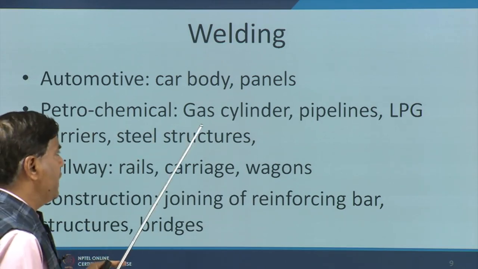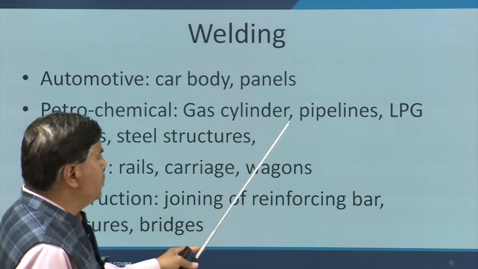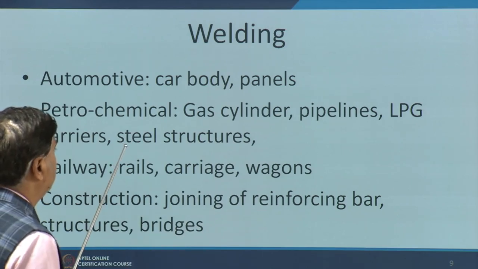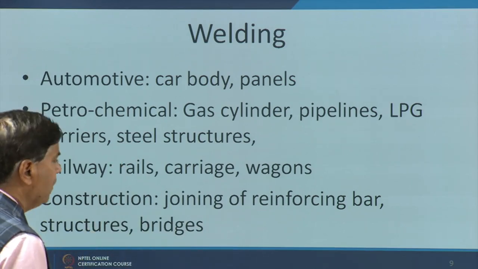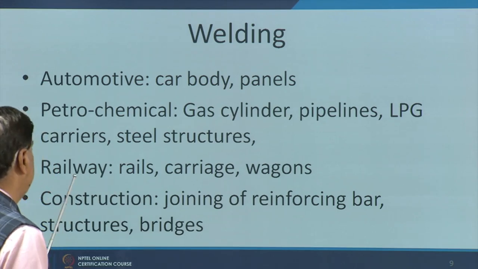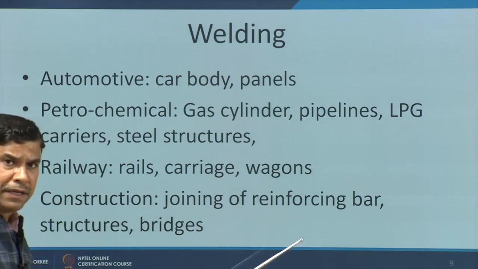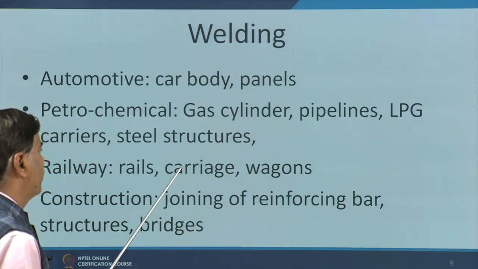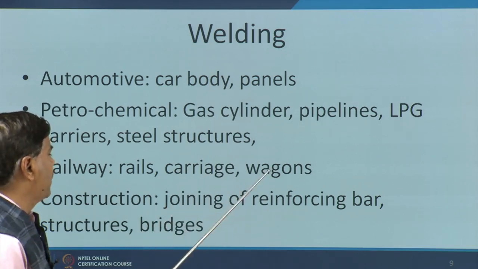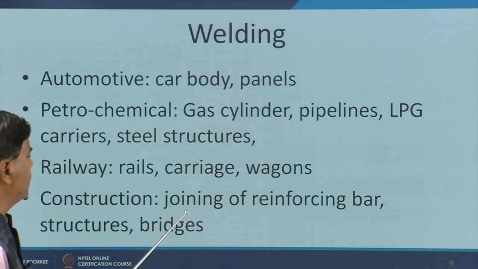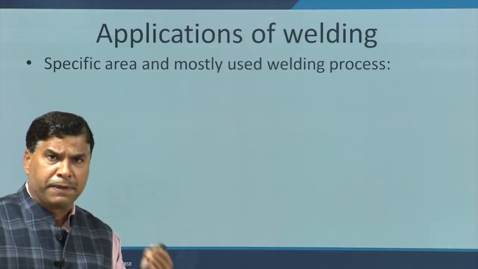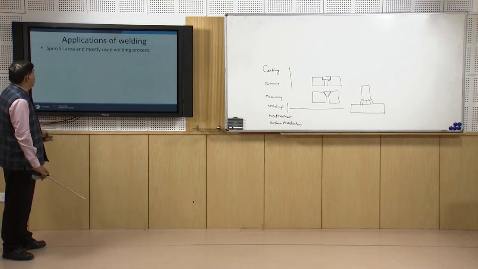It is used for fabrication of gas cylinders, joining the pipelines and LPG carrier tanks, and the steel structures used at sea. In railways it is used for making the rail joints through the thermite welding process. Also, joining is commonly used for fabrication of coaches, carriages and wagons, and in the construction industry it is used for joining of reinforcing bars, structures and bridges. Now, we will see the process specific applications of the welding process.